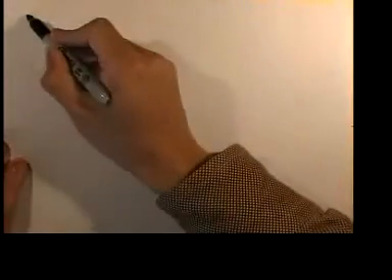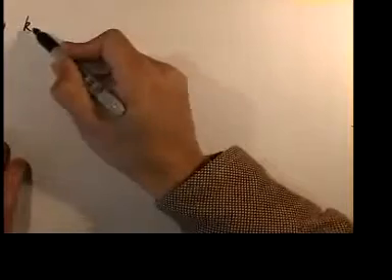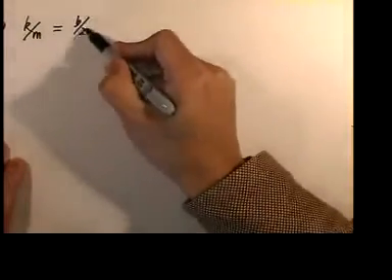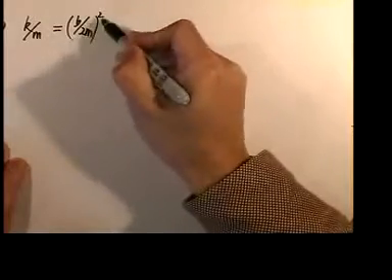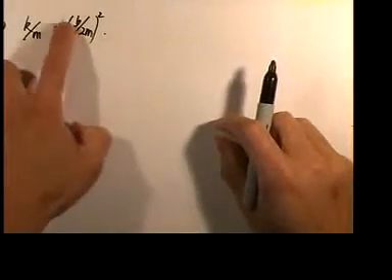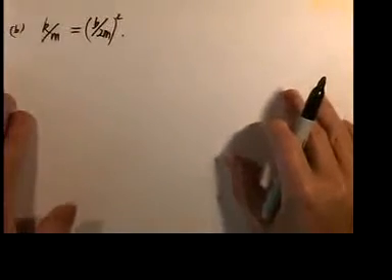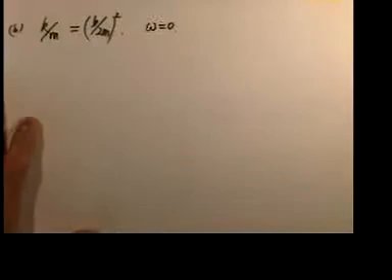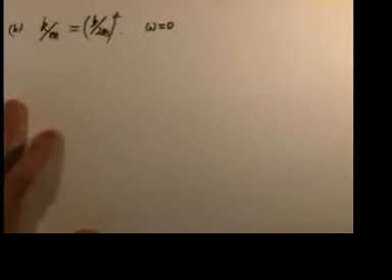You have k over m. That's case b, okay? k over m equals b over 2m squared. So the damping constant b is large enough so that these two terms are equal. So what do you get as a result? As a result, omega equals 0, right? So when omega equals 0, you don't have the exponential, you don't have the cosine term anymore.